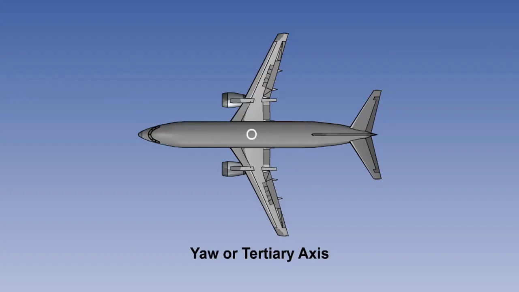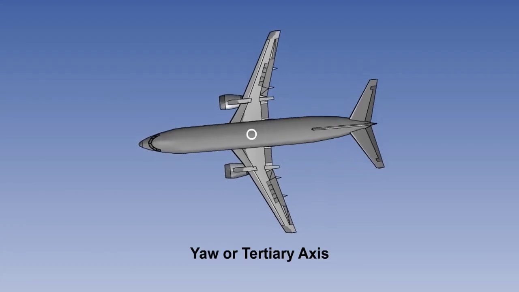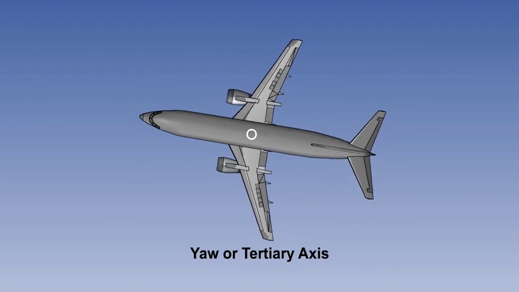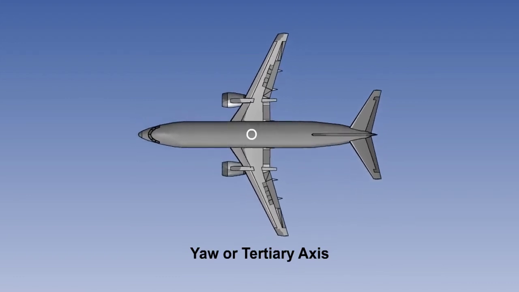A three-channel autopilot, which is standard on modern airliners, controls the aeroplane in all three axes: roll, pitch and yaw. The yaw axis is known as the third or tertiary axis and is controlled by the rudder. The rudder channel is basically a stability channel and usually has interaction with the roll channel to assist in coordinated turns.